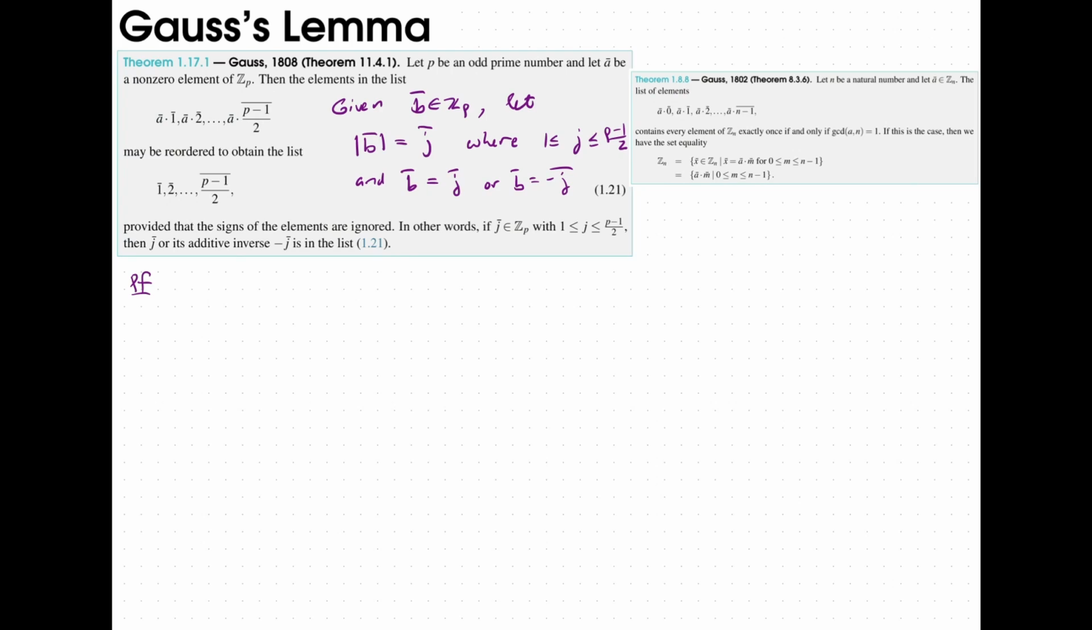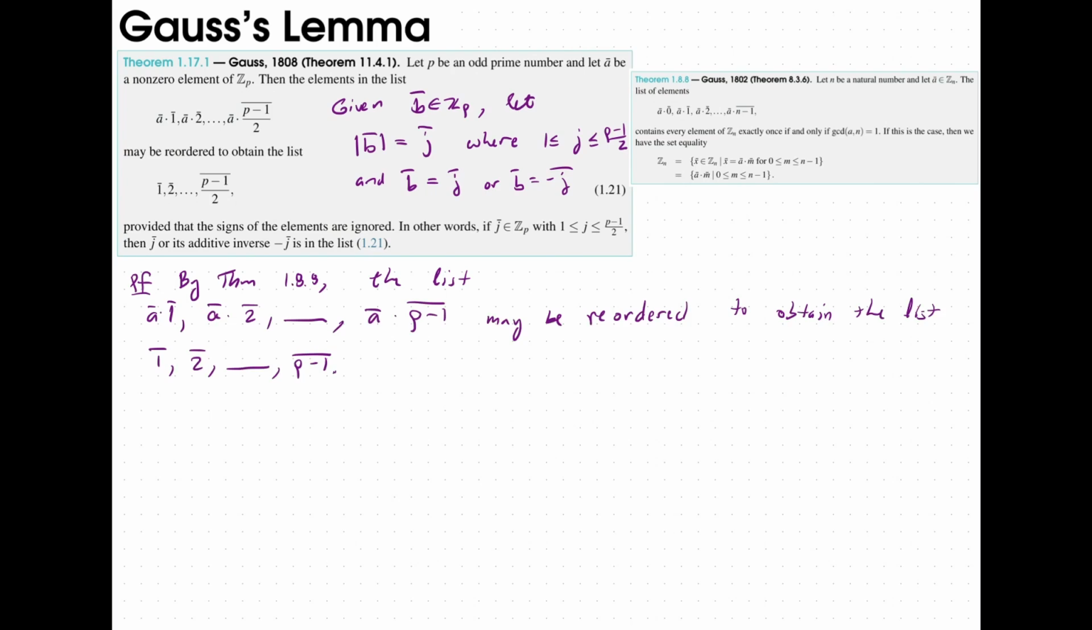And so we have, by theorem 1.8.8, that we can rewrite the list a times 1 bar. I'm just going to go ahead and write these down. And so we have this reordering. So this is just a restatement of theorem 1.8.8. We have our list all the way now to p minus 1 bar. We can reorder it so that it's 1, 2, all the way to p minus 1 bar.